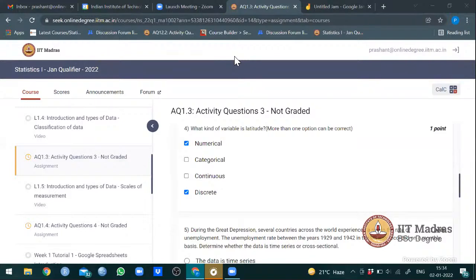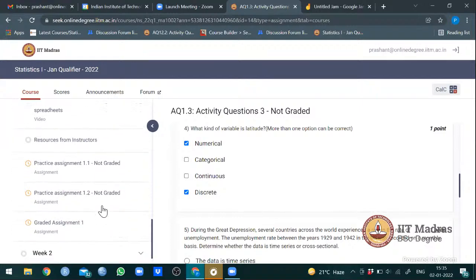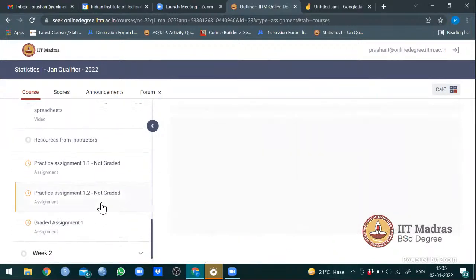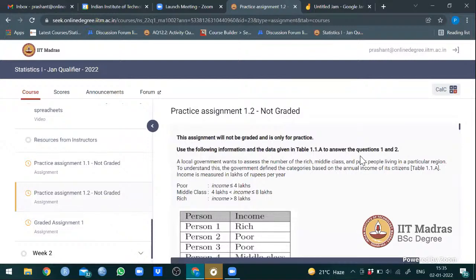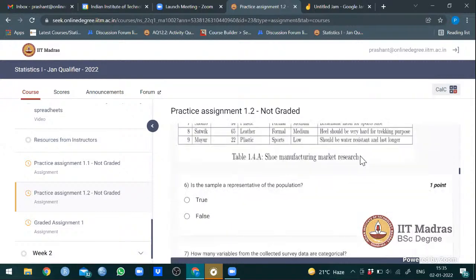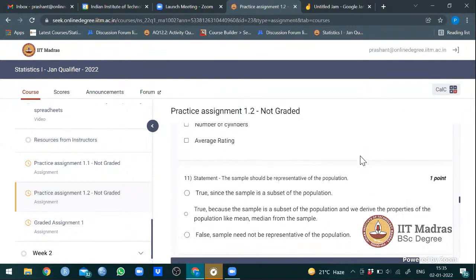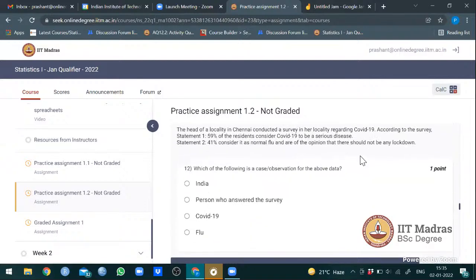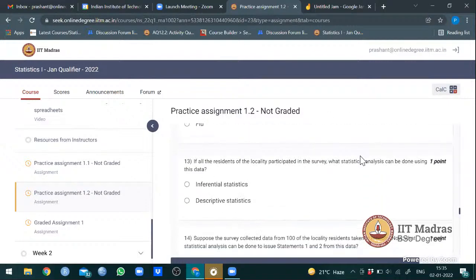That's right. Next one is Tanya Jha. Yes, sir. Practice assignment 1.2, question number 12. One second, let me go. Question number 13, actually why is it descriptive? Okay, see. What is the question? If all the residents of the locality participated in the survey, what statistical analysis can be done using the data?